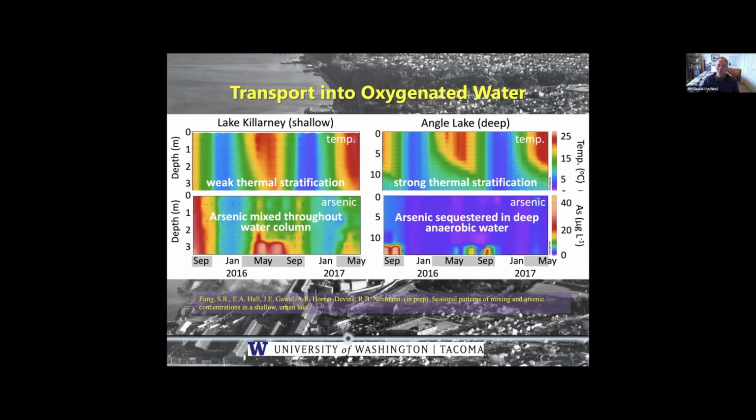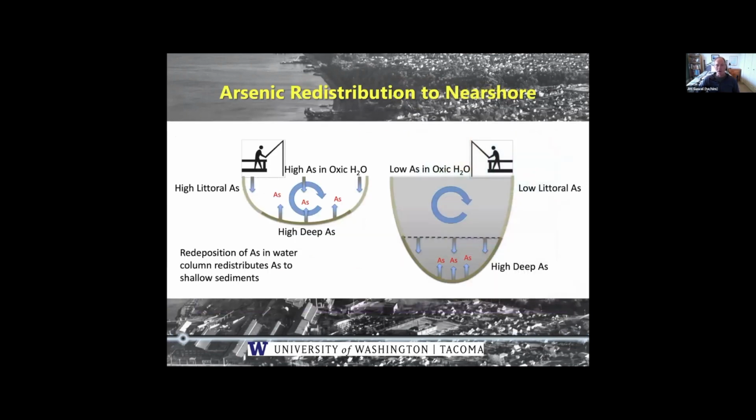However, periodic mixing events in shallow lakes can break down weakly stratified waters and transport arsenic from bottom waters to oxygenated surface waters. In the presence of oxygen, arsenic eventually adsorbs onto settling particles and is removed from the water.